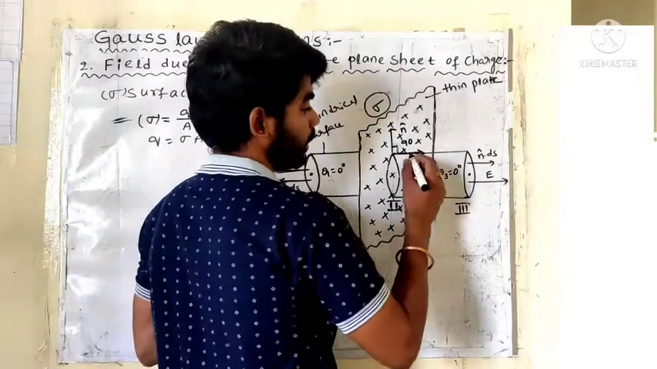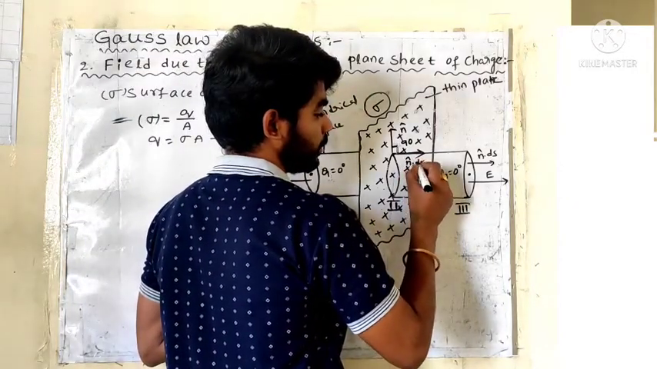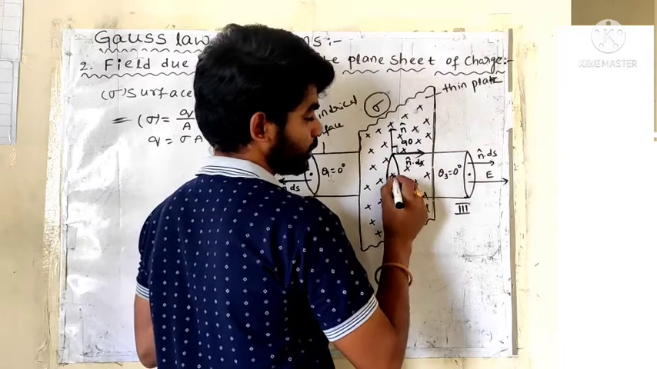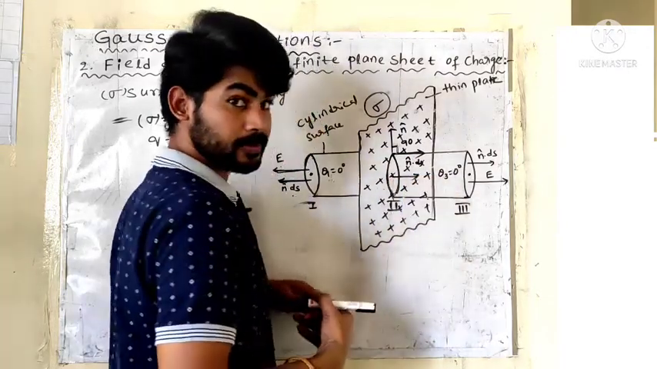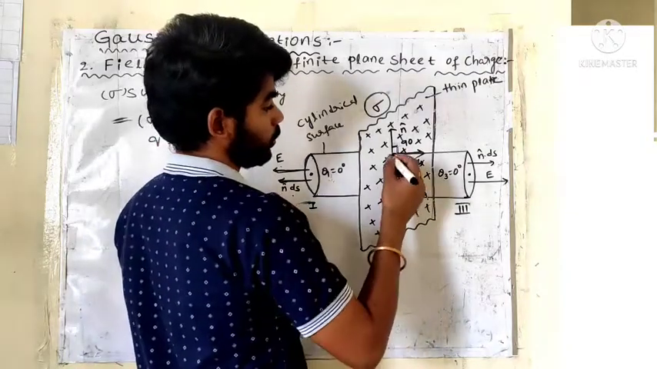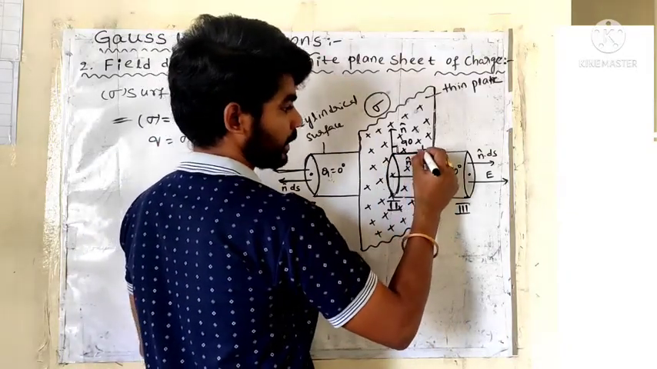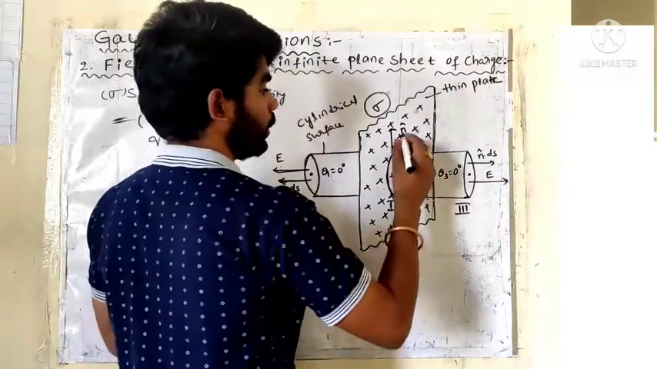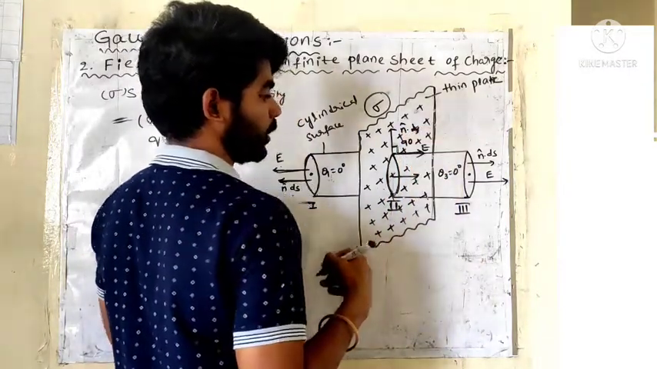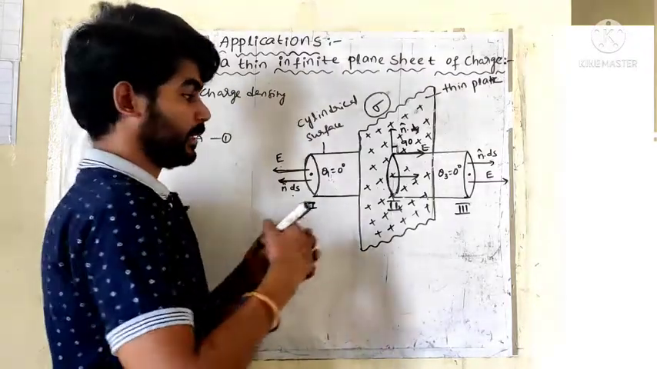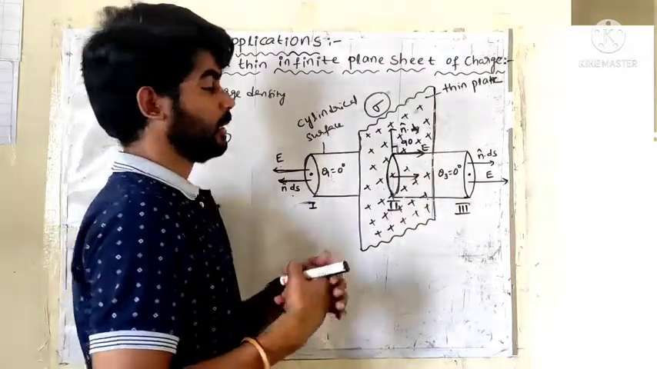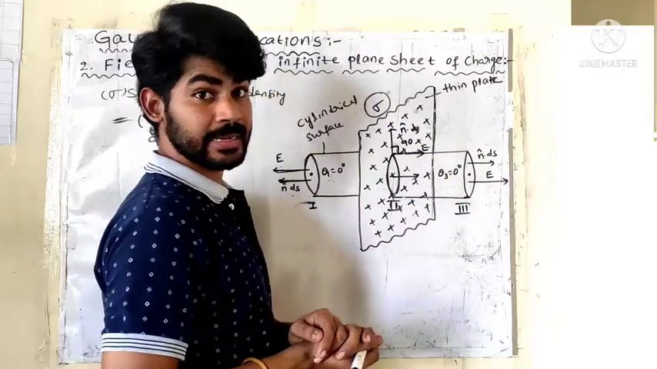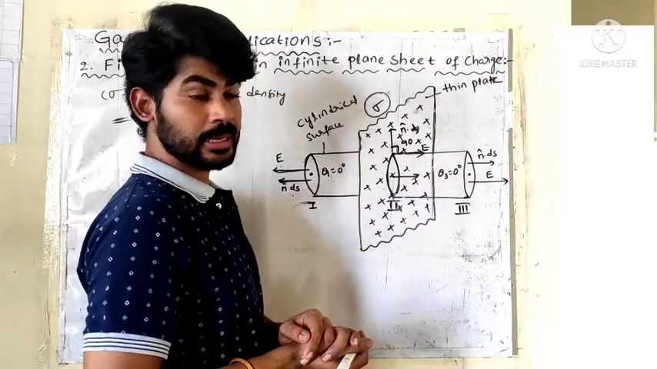Okay, so now this is the area vector. Because this is the curved surface, in this curved surface this is the perpendicular line. Okay, so this is the electric field, not the area vector, this is the electric field. Now this is the area vector, the perpendicular line. Now in this case, what is the angle? The angle is 90 degrees. Okay, clear?